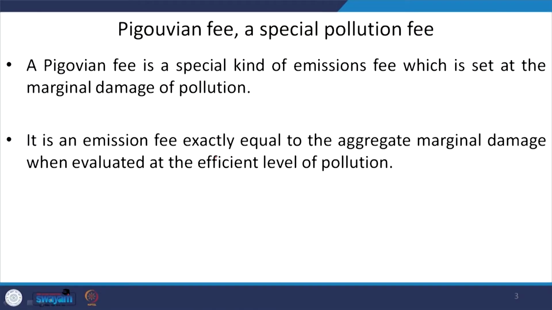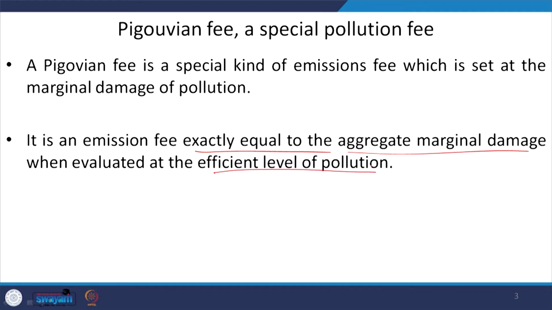So, now let us talk about how Pigovian fee is treated as a special pollution fee. As we have already discussed in the Pigovian fee or Pigovian tax lecture, it is a kind of emission fee, and this emission fee is determined at the marginal damage of the pollution itself. Moreover, this emission fee is exactly equal to the aggregate marginal damage when it is evaluated at the efficient level of pollution, right.